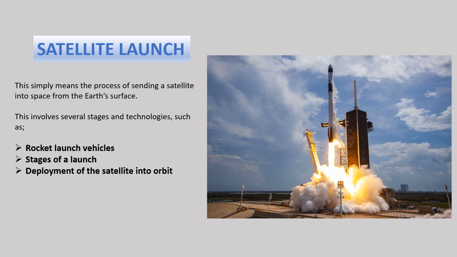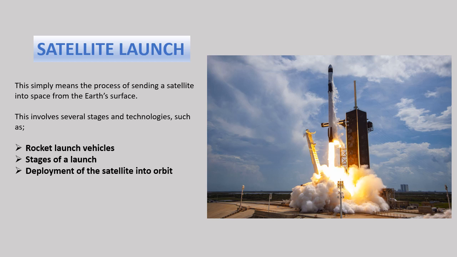Then, what is a rocket launch vehicle? A launch vehicle, commonly referred to as a rocket, is selected based on the specific requirements of the satellite, including the mass of the satellite, the desired orbit at which the satellite is going to be placed, and mission objectives. Stages of a launch: many rockets are multi-stage vehicles, meaning they have multiple stages stacked on top of each other. Each stage plays a specific role in the launch process until the last, which is the payload. This can be the satellite.